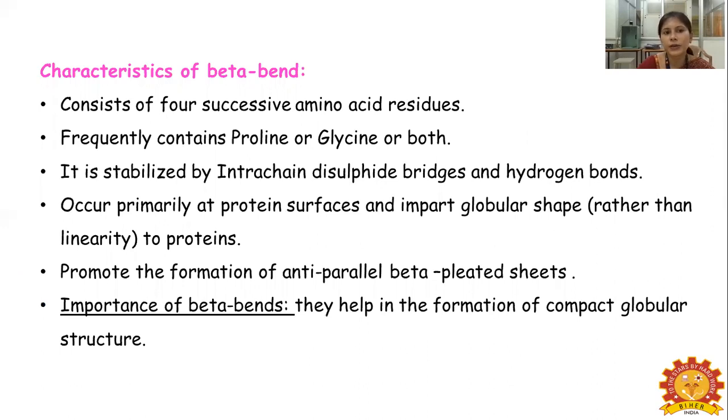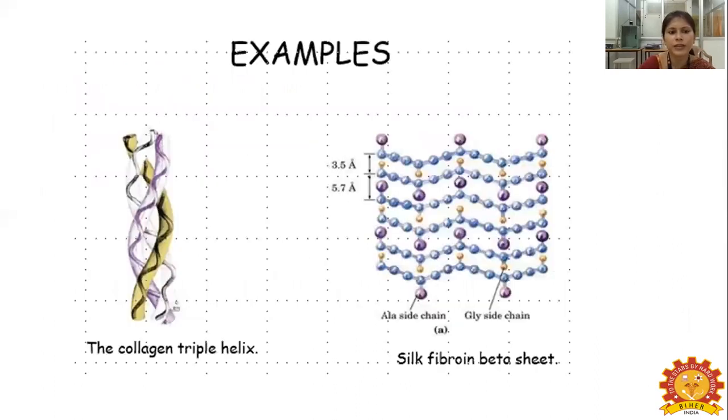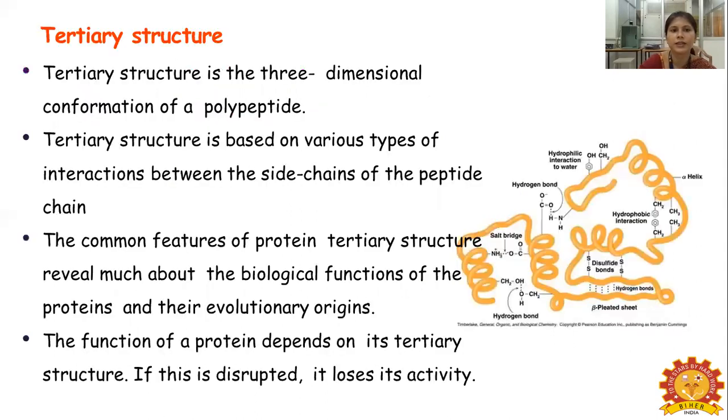So what are the characteristics of a beta bend? It consists of 4 successive amino acid residues and frequently contains proline and glycine because of the bending, and it is stabilized by intra-chain disulfide bridges and hydrogen bonds. It occurs primarily on protein surfaces and imparts a globular shape rather than linearity to the protein, and it will promote the formation of antiparallel beta pleated sheets. The importance of these beta bends is that they help in the formation of compact globular structure. Examples are the collagen triple helix, or the silk fibroin beta sheets. So this is the alpha helix and this is the beta sheet of the secondary structure.